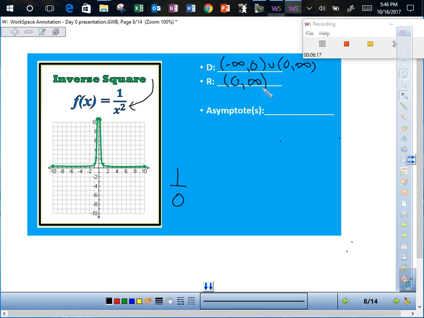Now, just like the exponential, this has an asymptote or two. I've got the x-axis again, and then I've got the y-axis. So my two asymptotes, the line y equals 0, the line x equals 0.